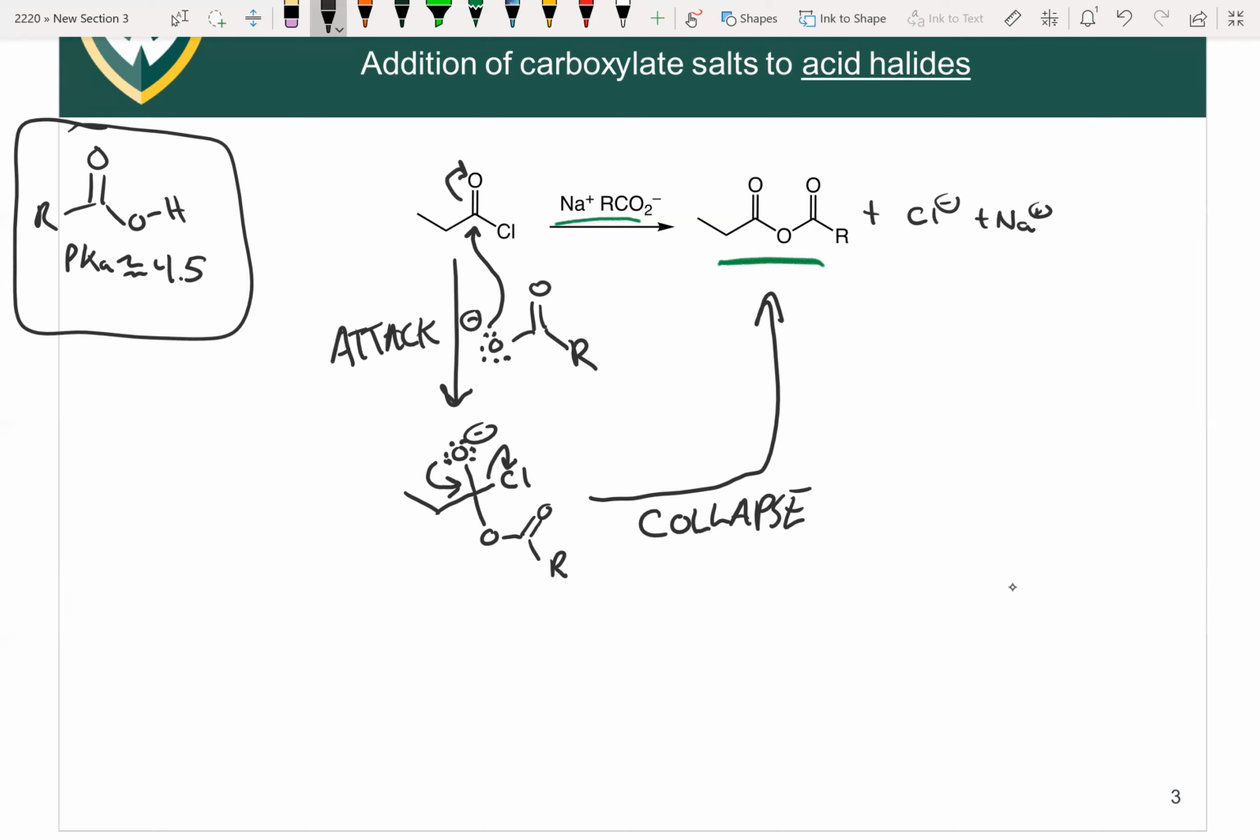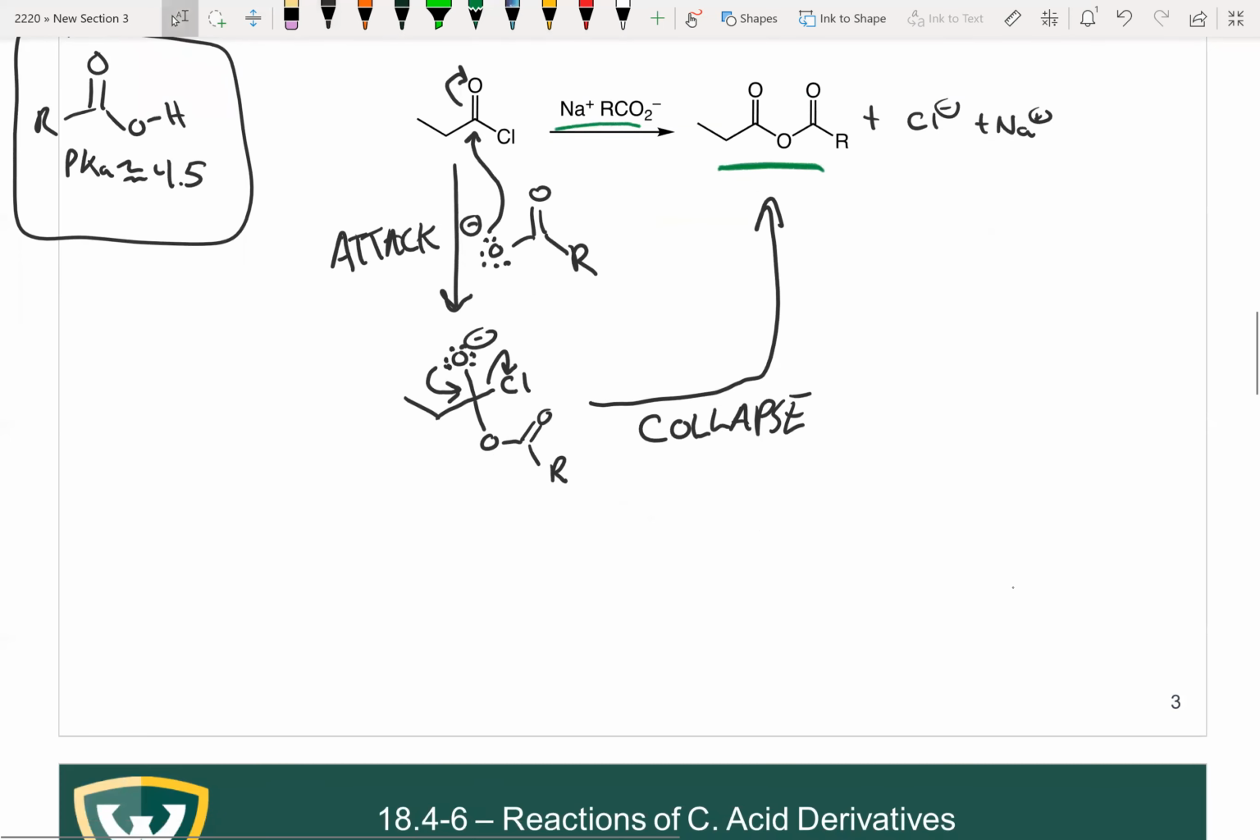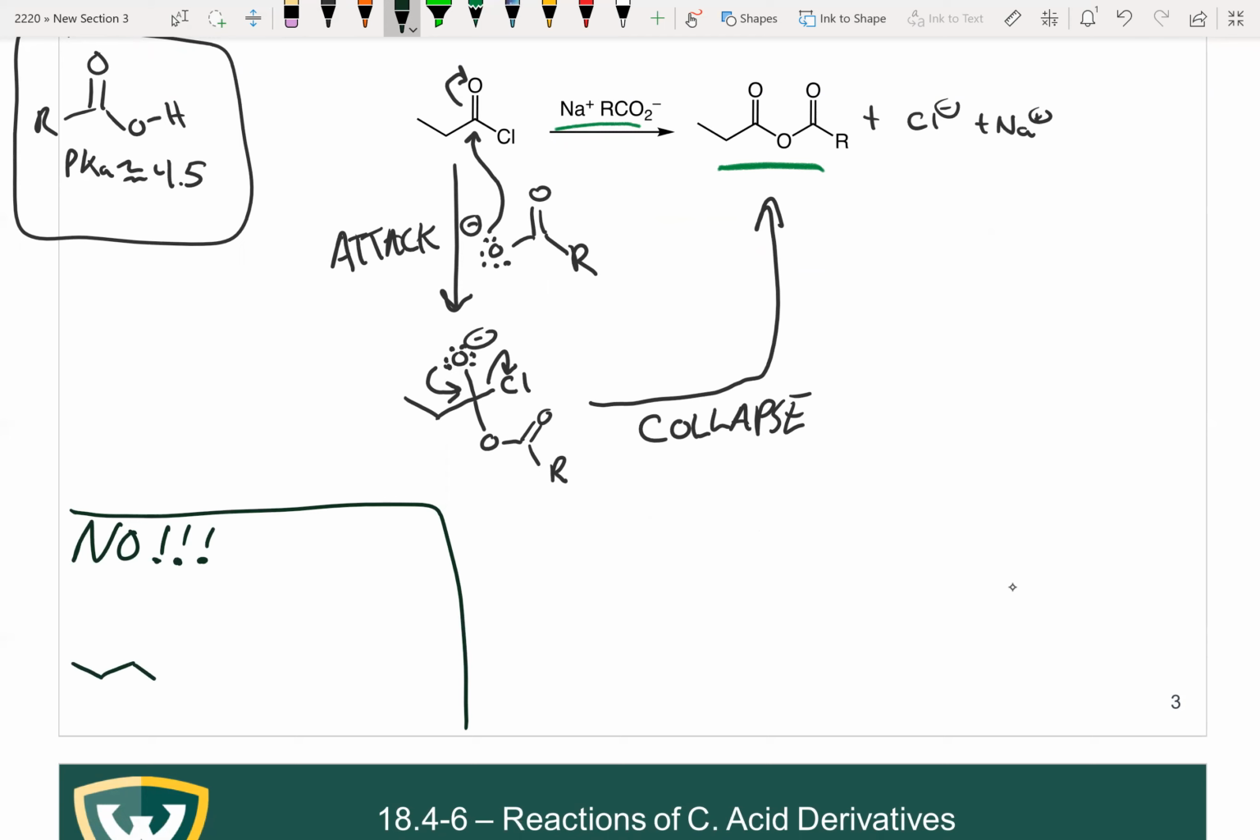Now, one thing we don't want to see, and you may start to get really comfortable with these mechanisms and start to think about going through some shorthand, is something like this. I'm going to give it a big no. We don't want to draw all of our steps in at once. If you've been doing the homework and you get really comfortable with this and you say, why do I have to draw all these intermediates? You might see something like this, and that's a no. We do not want to do that, okay?